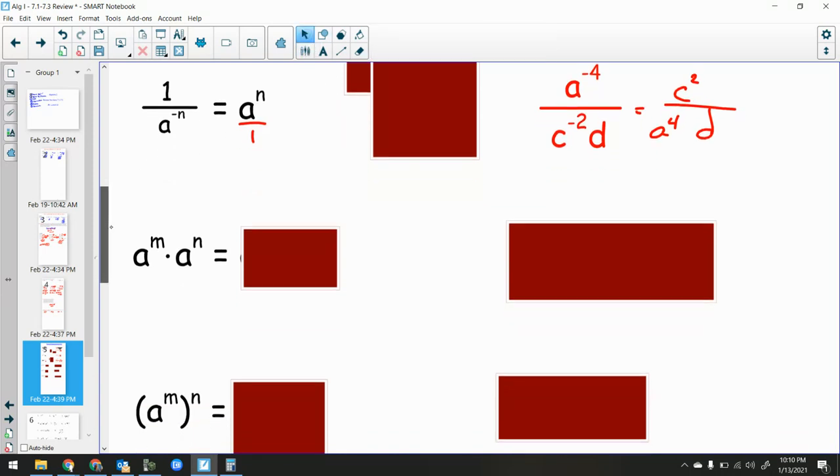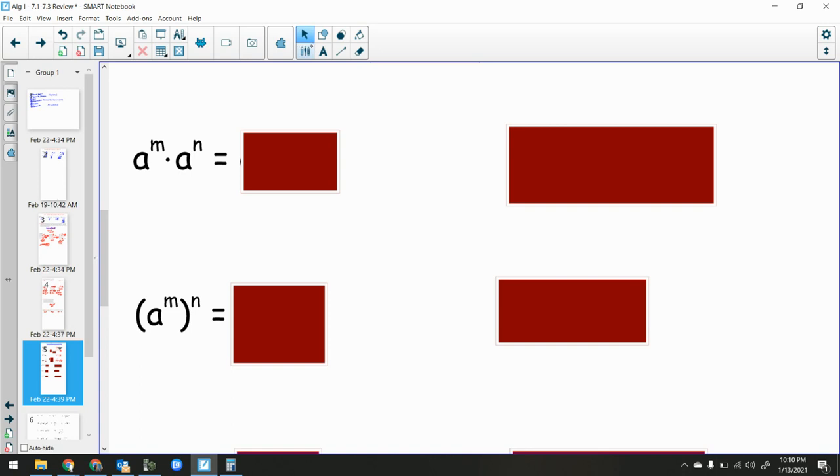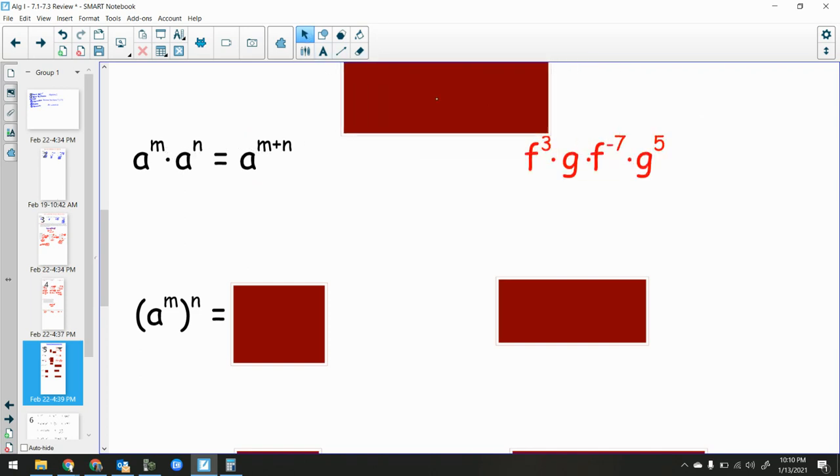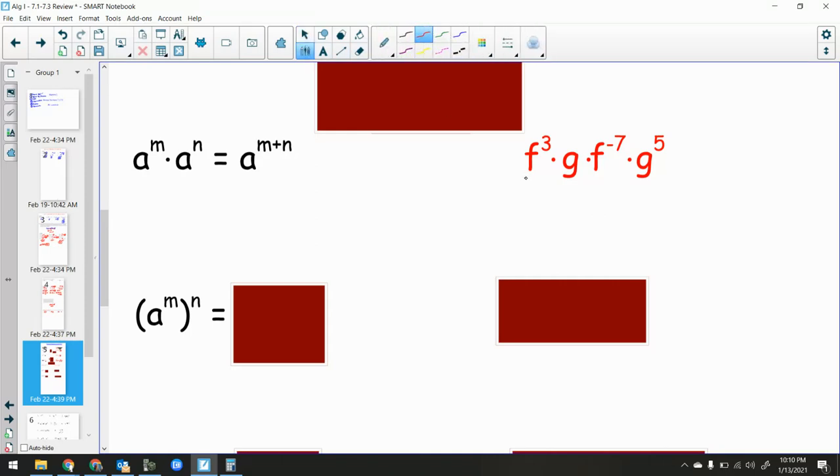All right, now these are the rules from section 7.3, the most recent one. Don't forget, when you've got like bases and you're multiplying, you add the exponents. So a to the m times a to the n is a to the m plus n. So for example here, I've got f to the third and f to the negative seventh, giving us a total of f to the negative fourth, and then g to the first and g to the fifth, a total of g to the sixth. Reduce out the negative exponent, and it would be g to the sixth over f to the positive fourth.